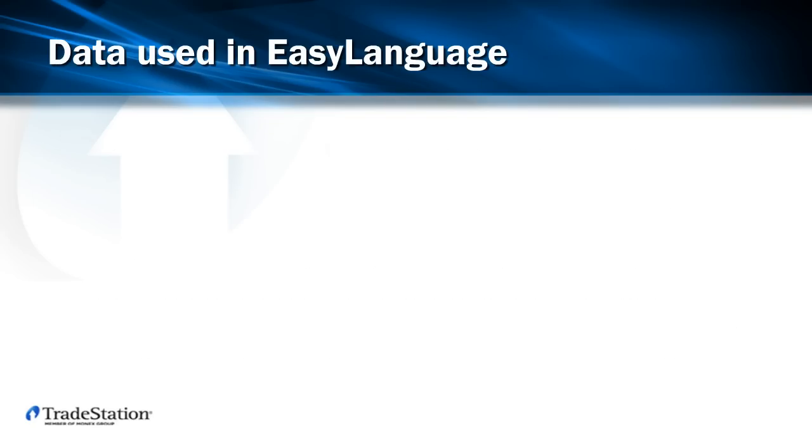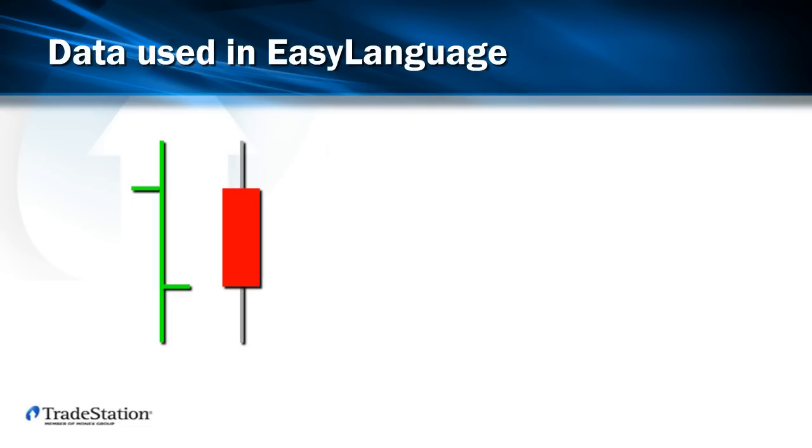But before we start using EasyLanguage and learning a little bit of syntax, let's talk about the market data that you can use when writing your rules and your formulas. It doesn't matter whether you're an open, high, low, close bar user, or a candlestick user, the data points are going to be the same. You have immediate access to the open, the high, the low, and the closing price. So you can use any of these price points. You also have access to the date and the time of the bar.